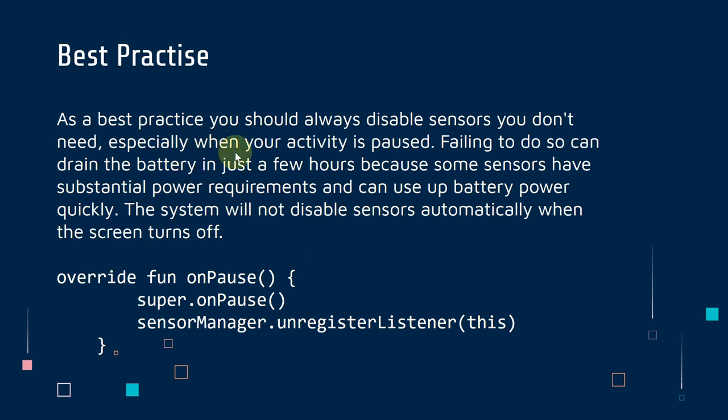The best practice here is that you should always disable sensors you don't need, especially when your activity is paused. You can unregister the listener using this override fun onPause, because if you fail to do so, it is going to drain the battery in just a few hours, because some sensors have substantial power requirements and can use battery power quickly. That means there are several sensors that require a lot of battery consumption.